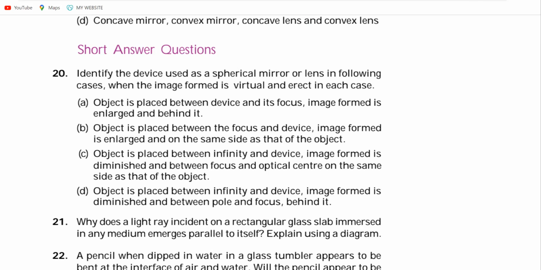Enlarged and behind it, what does it mean? Behind means a virtual image is formed. Is my voice clearly audible to you? Yes, sir. Sir, are you asking if it is virtual or erect? No, I am asking which type of mirror is used. Which type of mirror is it?